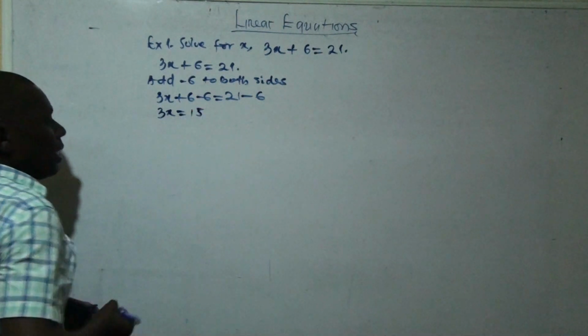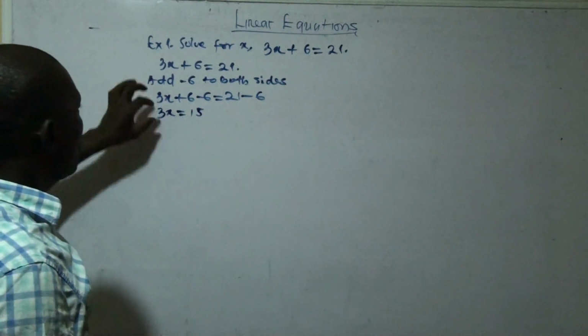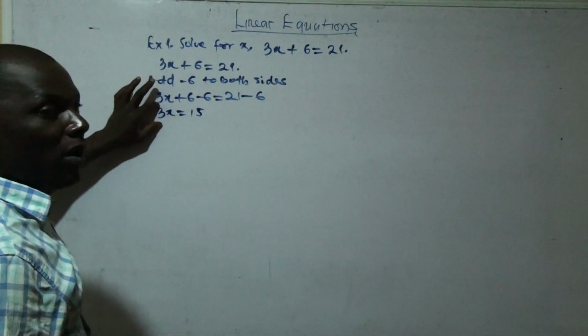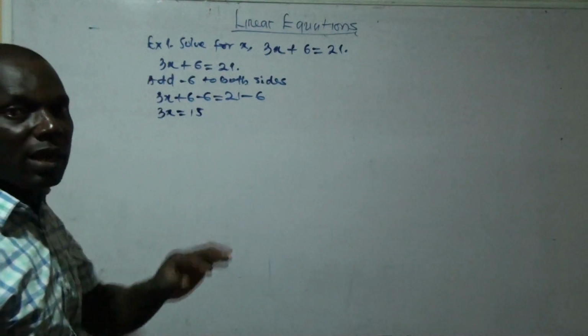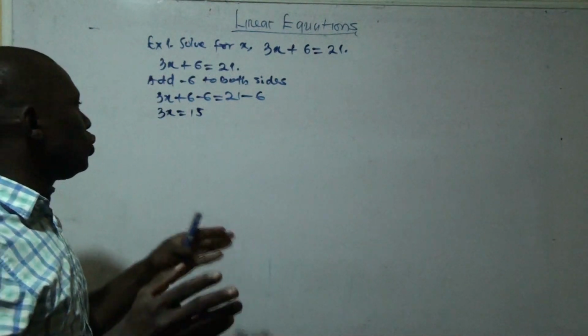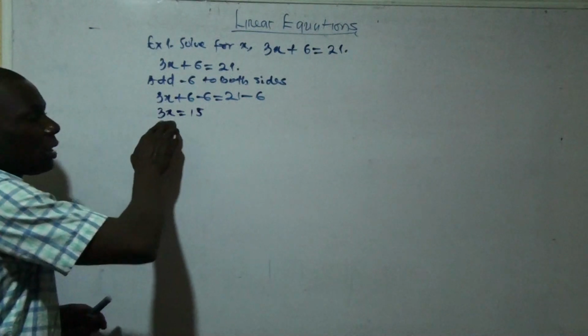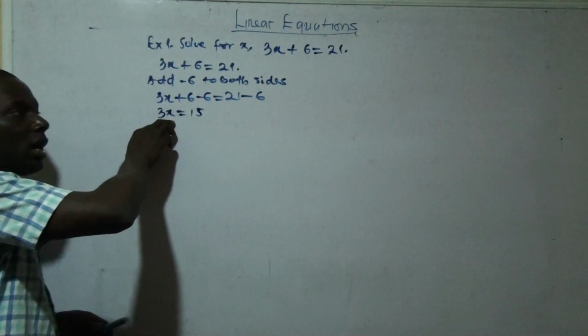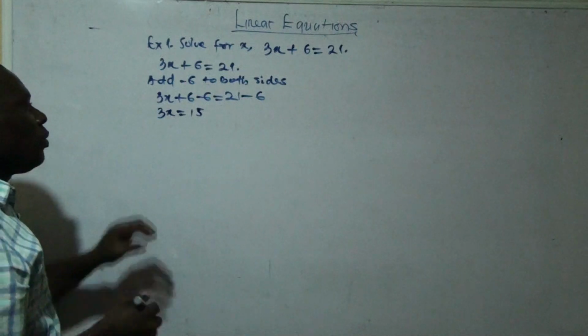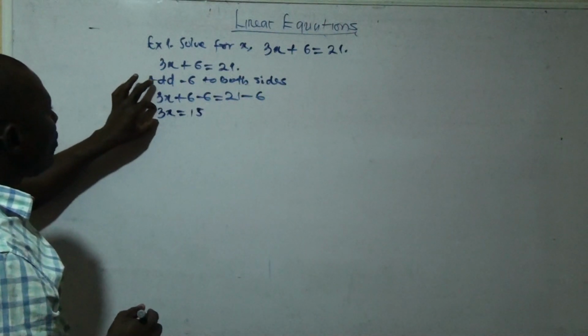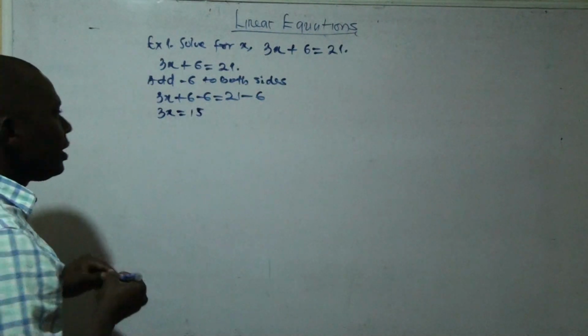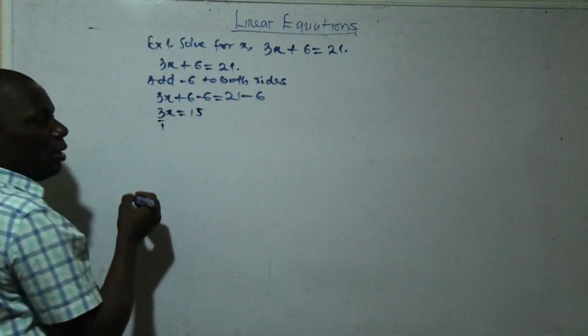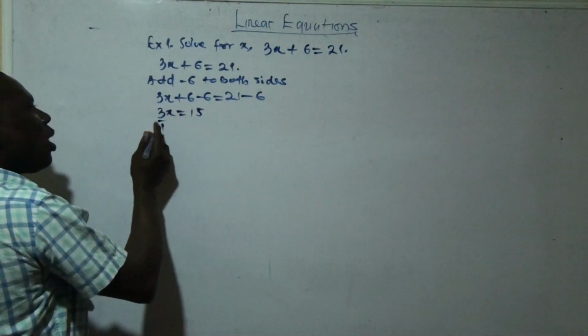Having done this, this will now reduce to 3x, and 21 take away 6 gives us 15. Then the next step is that we look at the other term, the multiplicative inverse. The multiplicative inverse is usually associated with the coefficient of the unknown. Now this is 3, so we look for the multiplicative inverse of 3. Here, this is 3 over 1. The multiplicative inverse of 3 over 1 becomes 1 over 3.